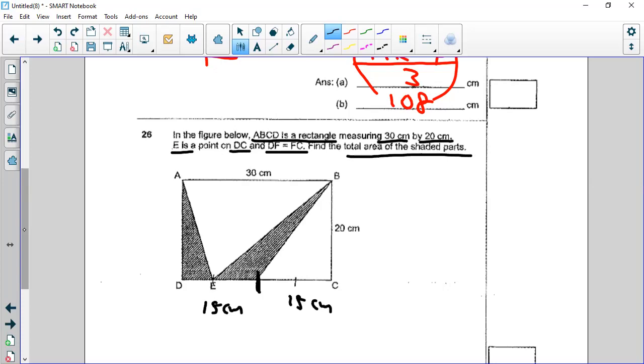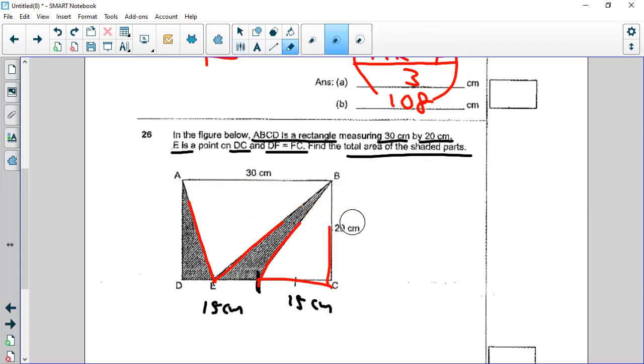Okay, now, I think many of you have found the rectangle area. Then what you do? Then you take away this triangle. Am I correct? And then you also take away this triangle and you get the shaded part. Yeah, that's correct, right? Take away method. But there is a faster way. So what's the faster way?